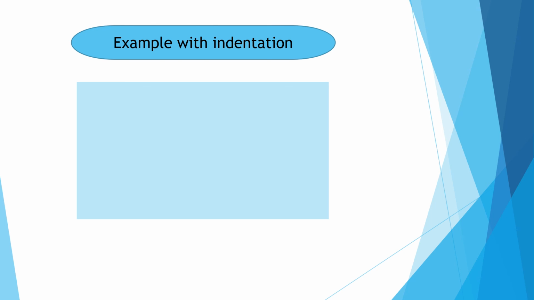Now we see one example with indentation. Here is one program in which we see how indentation is used at the time of writing any program. Here, this is the first line of the program, which is a comment line because it is included in slash star and star slash. So this is a part of documentation. Because of this line, anyone who reads this program gets the purpose of this program. Here, this program is to check whether the number is even or odd.